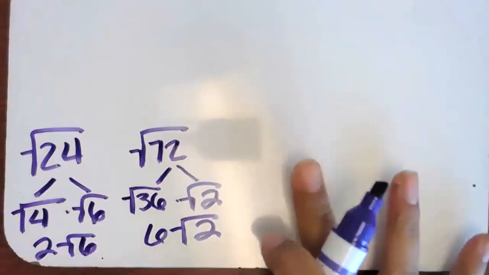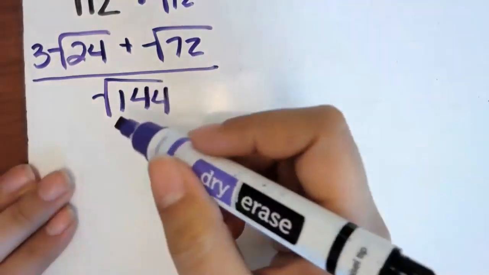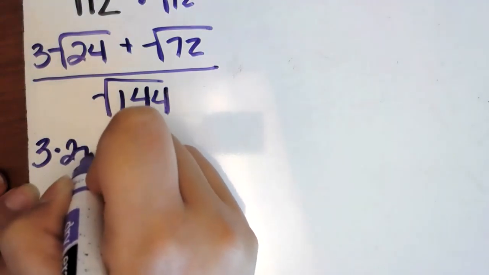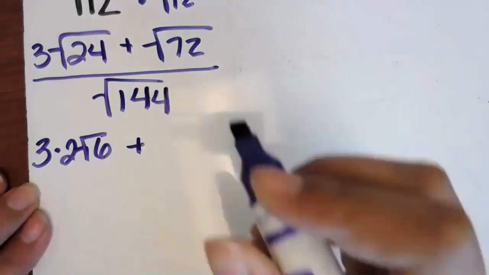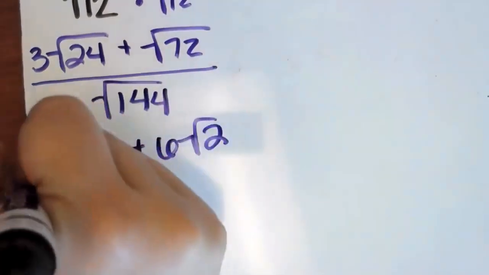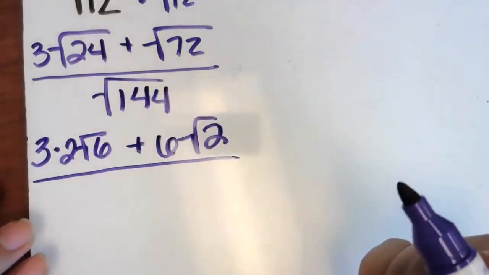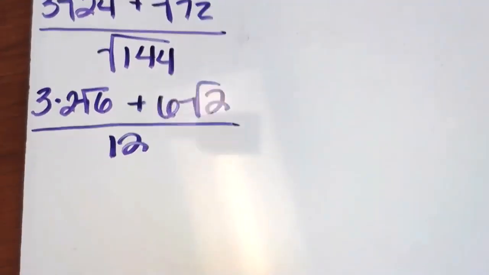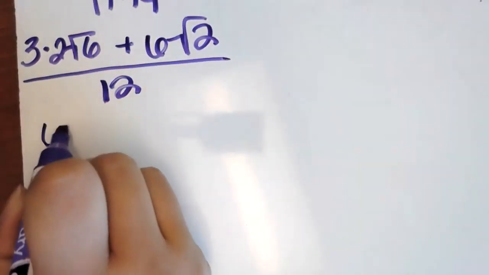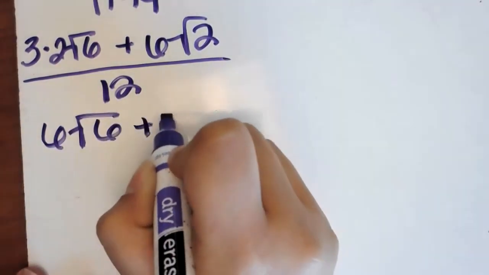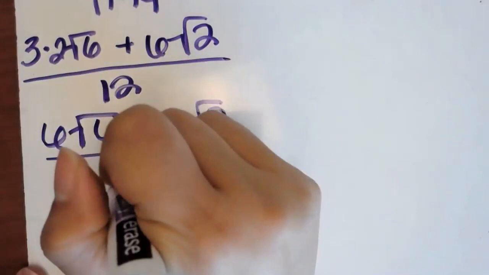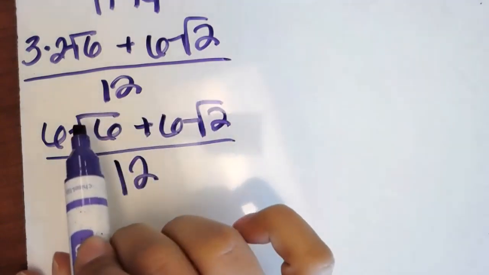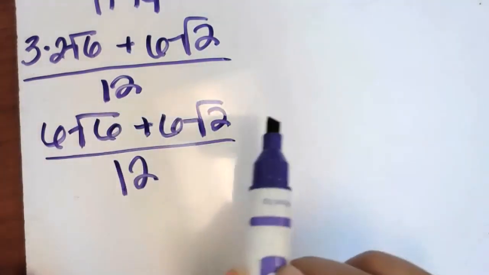So we're going to go back up here, and we're going to replace the square root of 24 with 3 times 2 square roots of 6, and we're going to replace the square root of 72 with 6 square roots of 2. And then if you notice, the square root of 144 is a perfect square, it is 12. So multiplying right here, 3 times 2 is 6 square roots of 6, plus 6 square roots of 2 over 12. We have 2 radicals in the numerator, and they have the same index, but they don't have the same radicand, so they can't be added.